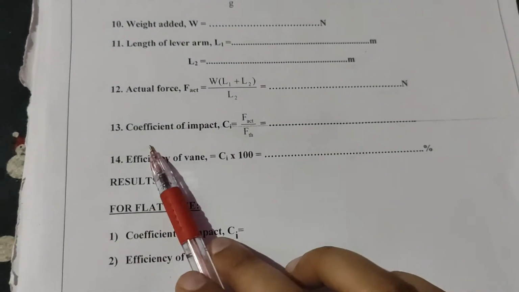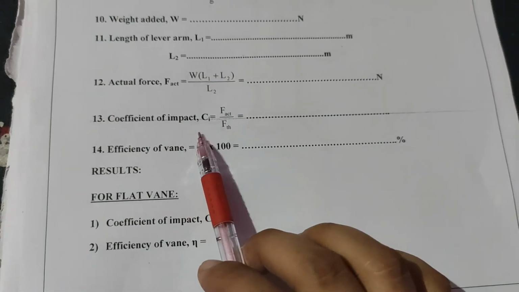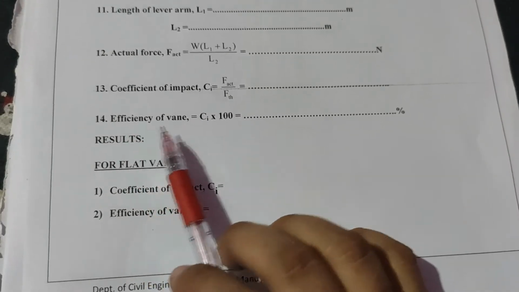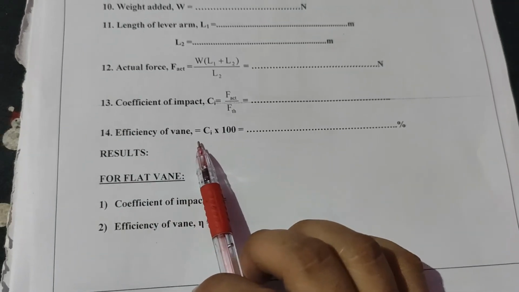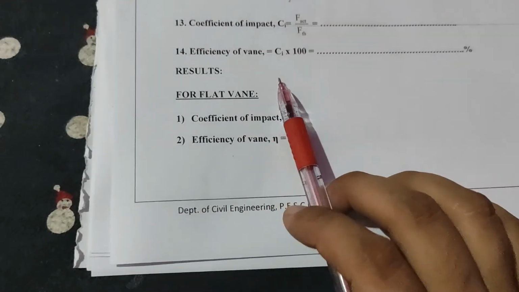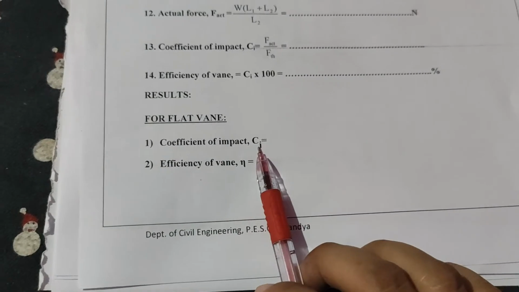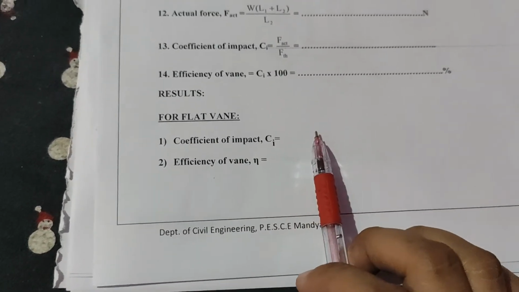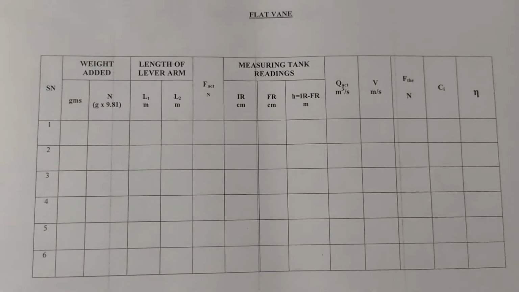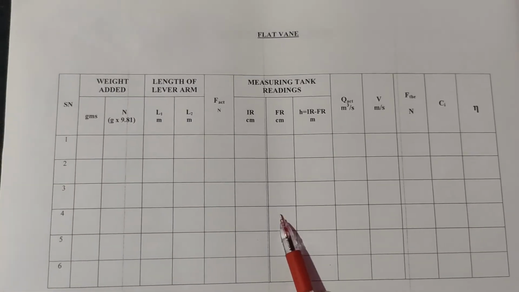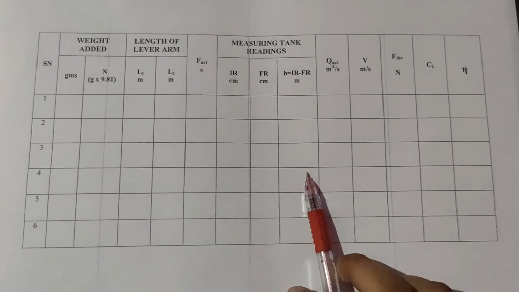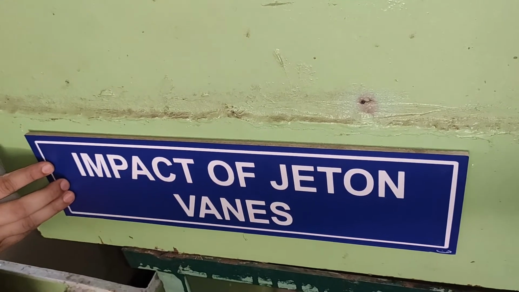Then finally determine the coefficient of impact for the vane, that is by using the relationship F actual divided by F theoretical. Then efficiency of the vane is determined by the equation Ci into 100, and hence tabulate the results. Coefficient of impact of the particular vane is so and so, and efficiency of the vane is some percentage. The table shows the tabular column which is the same for both the vertical fixed vane and also the hemispherical vane. Experimental setup for impact of jet on vanes.